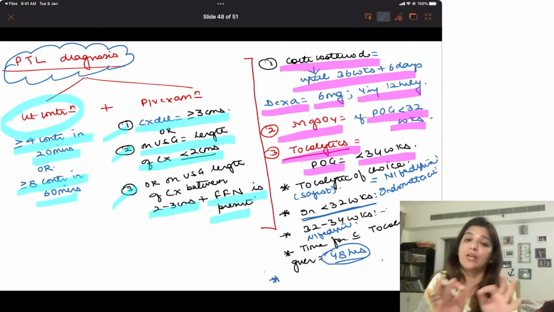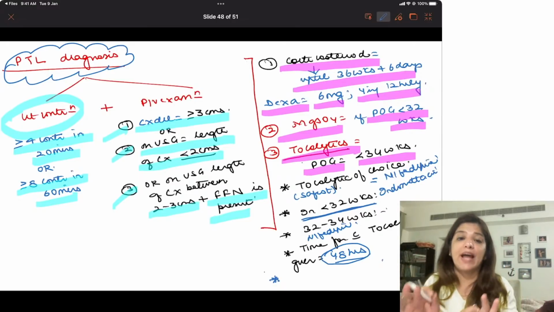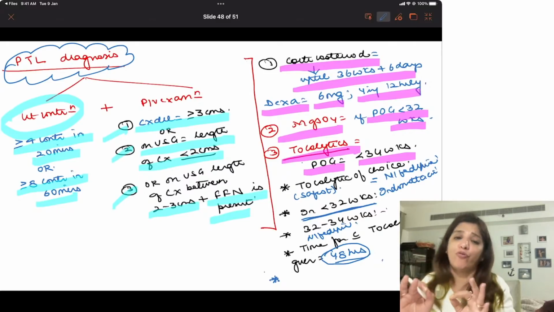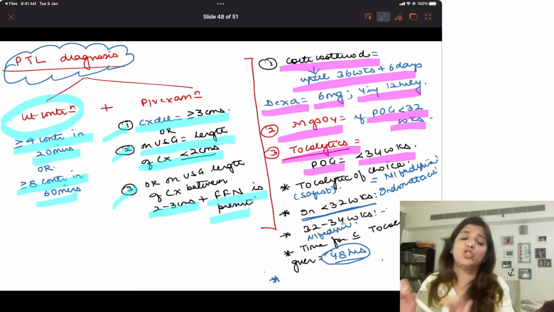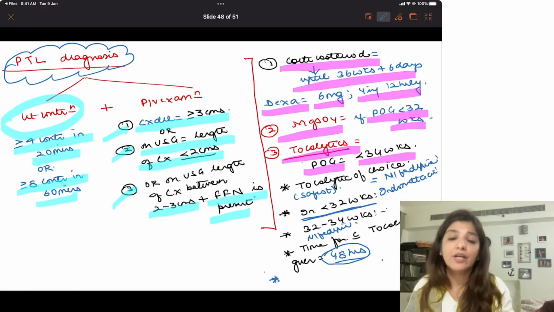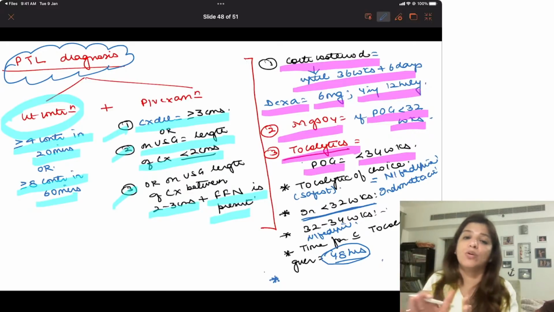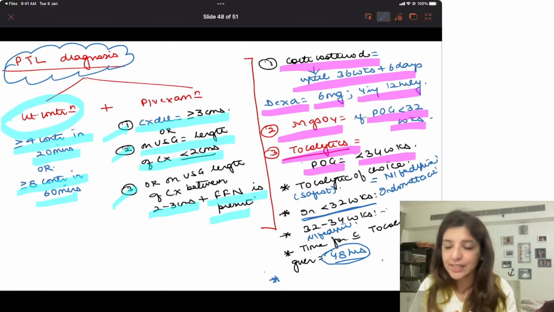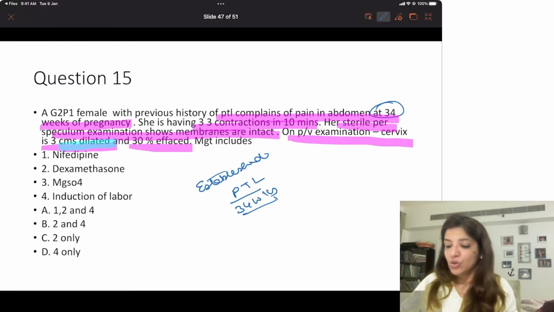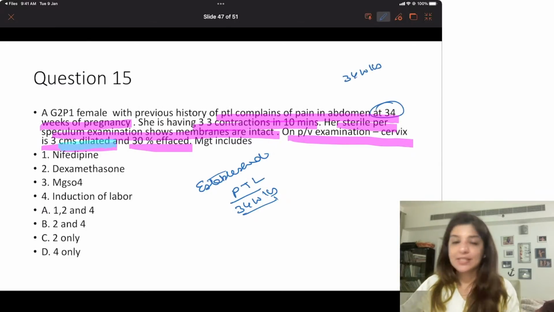Please remember that whenever you are using tocolytics, you have to use them only for short duration so that the corticosteroids act. And corticosteroids can act within 48 hours of giving the last injection. So, please remember you are going to give tocolytics maximum for 48 hours or 48 to 72 hours, not beyond that. So, beyond 72 hours, you never use tocolytics. Generally, you use it only for 48 hours, right?